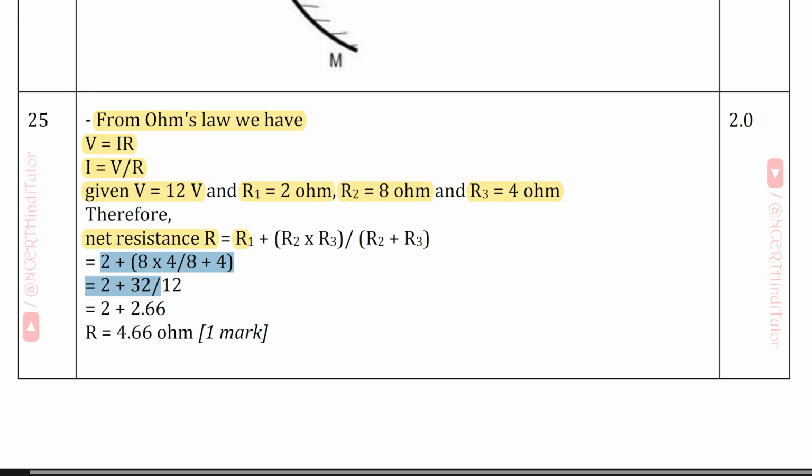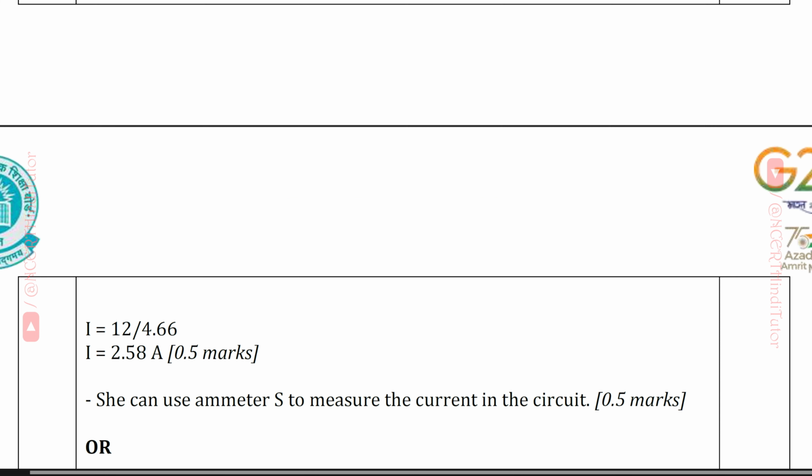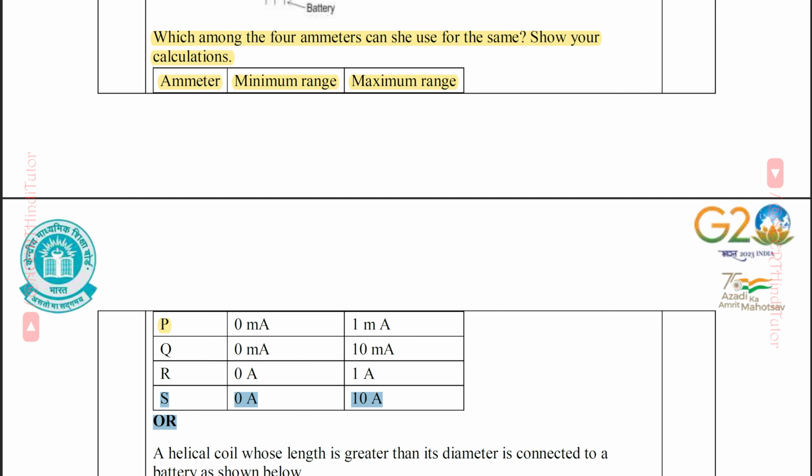So after calculation we have R is equal to 4.66 ohm net resistance. I is equal to 12 upon 4.66. I is equal to 2.58 ampere. She can use ammeter S to measure the current in the circuit. So answer is S, minimum range 0 ampere and maximum range 10 ampere.